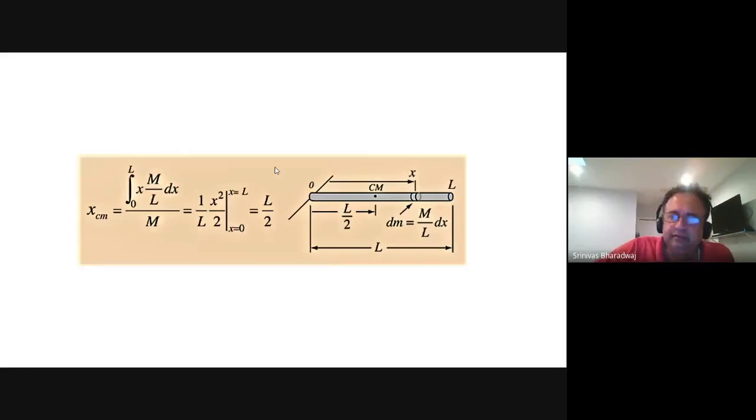So what you do is, if it is a uniform rod, at any distance the dm will be a constant. What is that constant? It is like a density. So if the whole length is l and the whole mass is m, the density is m by l. So at a distance, dm will be m by l dx, because it's a uniform rod.